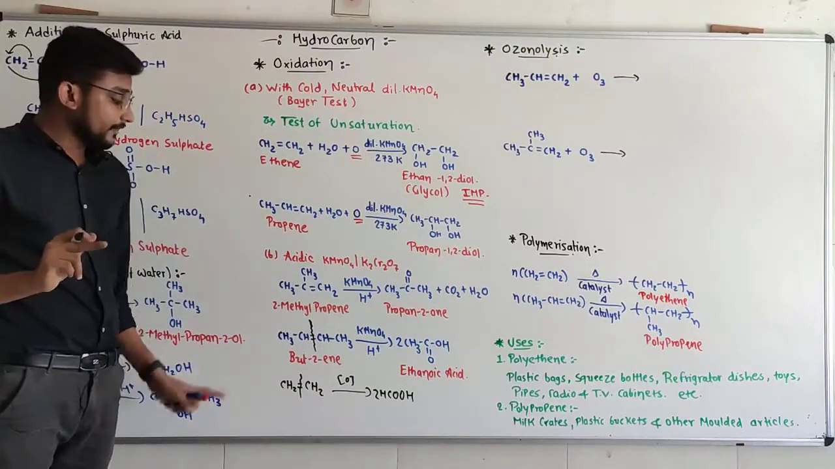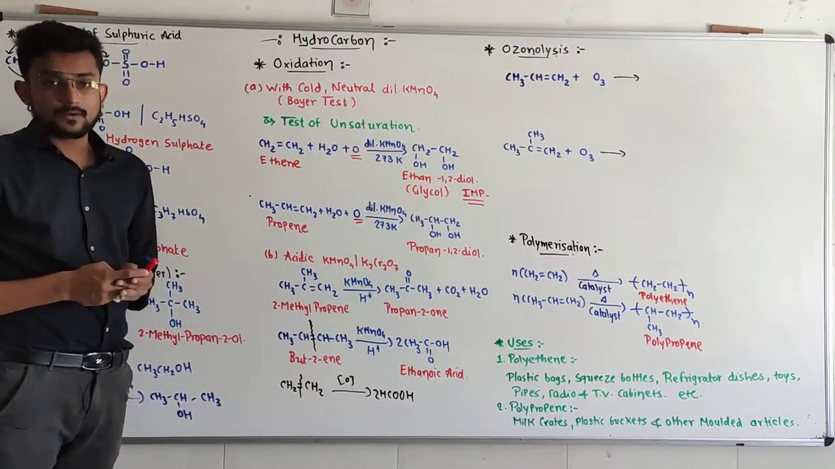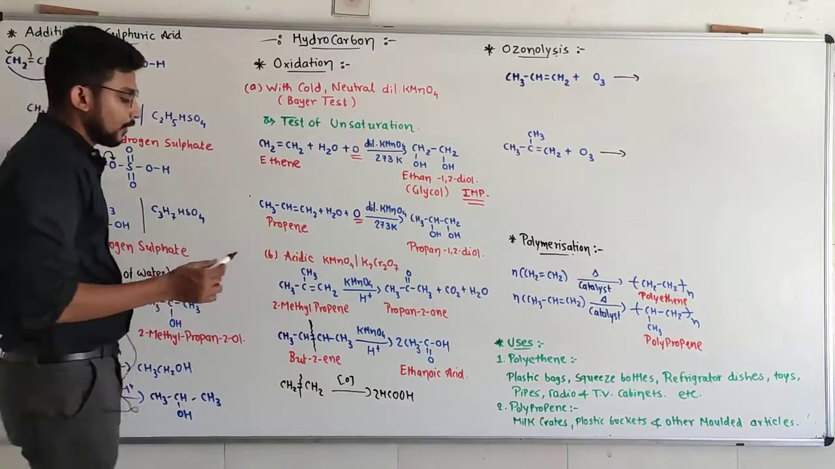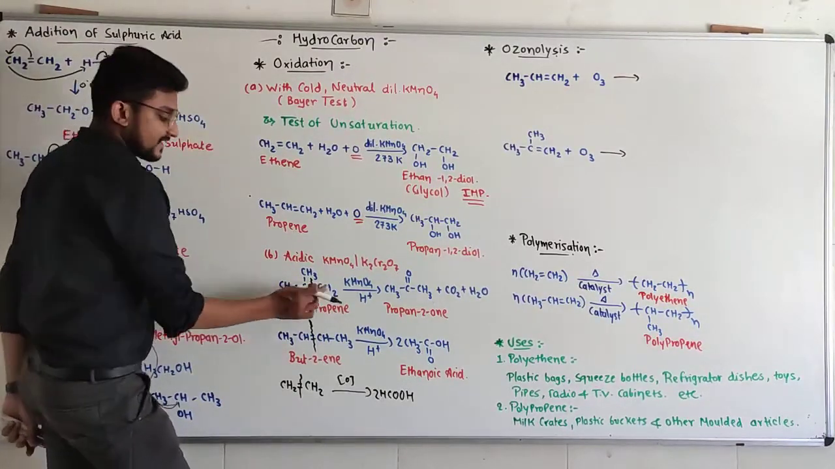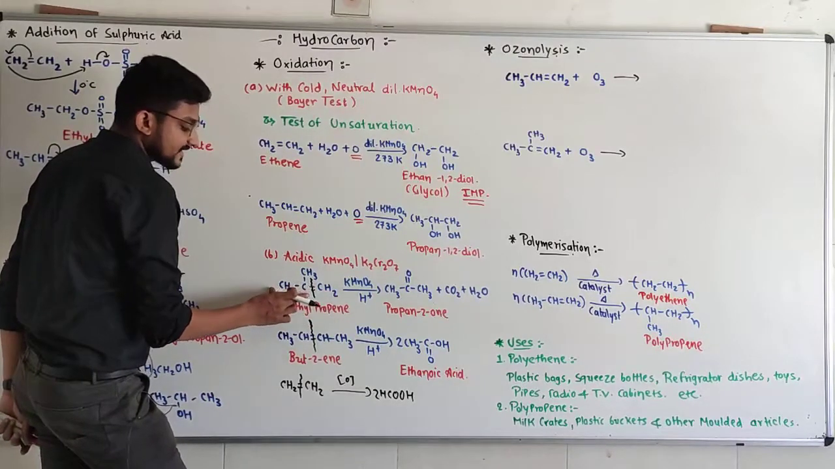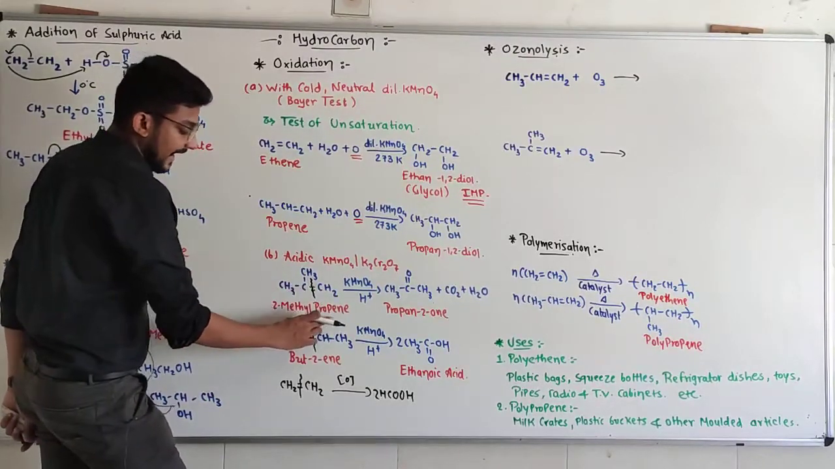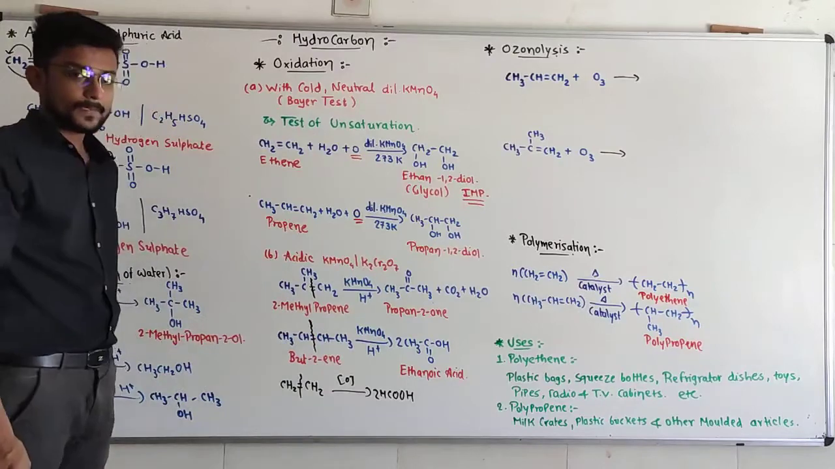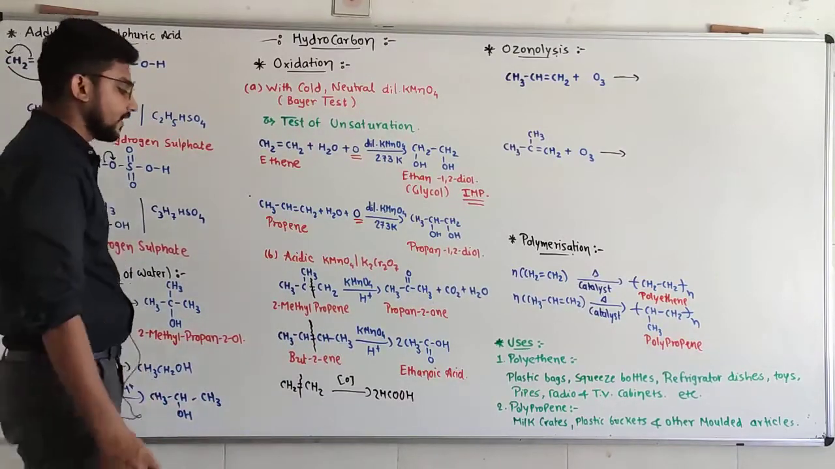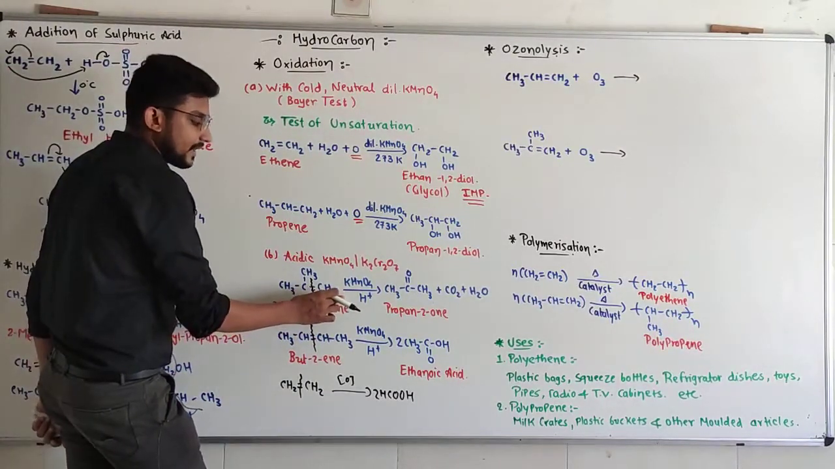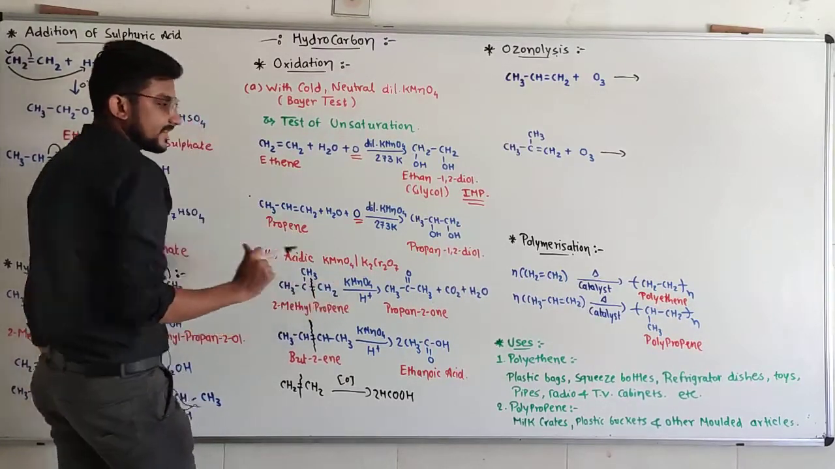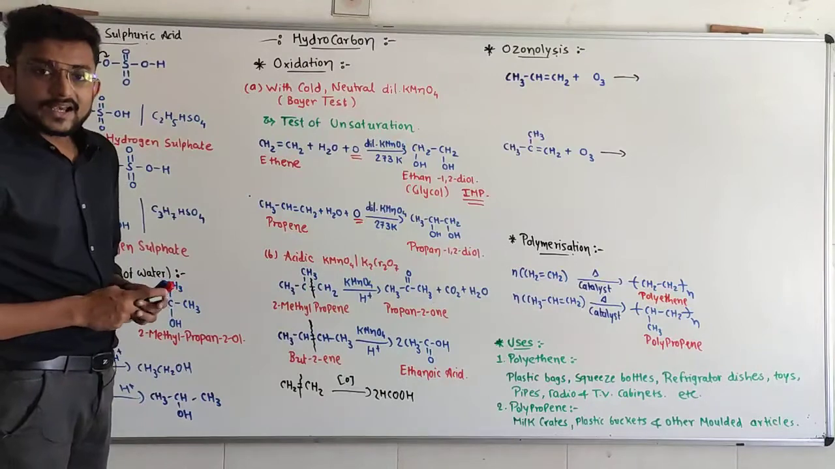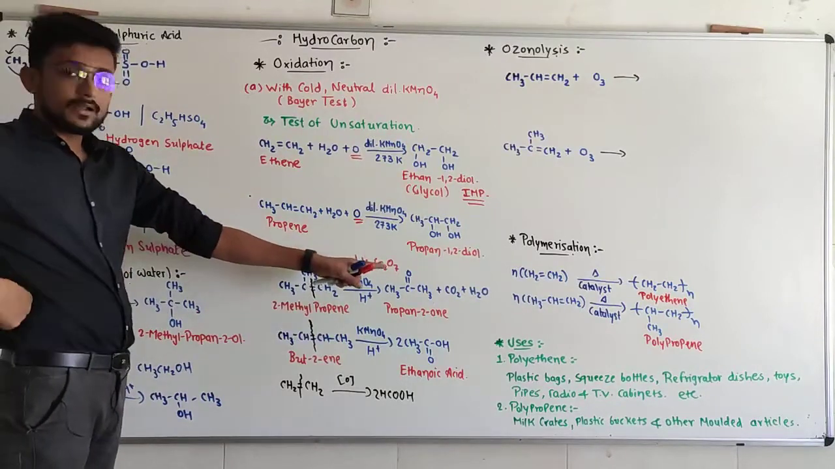What if it is an asymmetrical compound? Over here, look at this. If we break this double bond, one side has one carbon and the other side has three carbons, because we have 2-methylpropene. It is simple. The lesser carbon will be converted into carbon dioxide. Listen carefully: the lesser carbon will be converted into carbon dioxide.